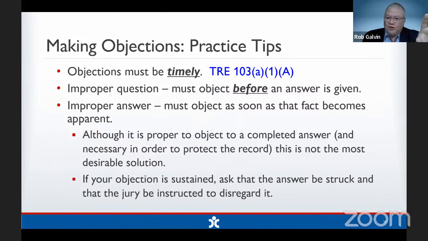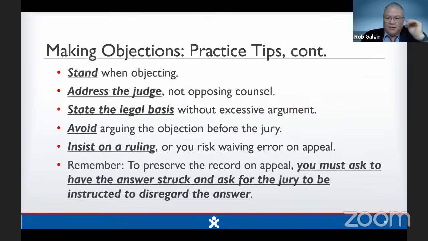Pretty straightforward stuff. Stand when you're making the objection unless the judge gives you permission not to. I tried a case recently where the judge said don't stand throughout the entire trial. Address the judge, state the legal basis, avoid arguing the objection in front of a jury. So if you need to ask to approach, insist on a ruling. If the judge doesn't rule, then there is no ruling on the objection and there's no error preserved. And remember, the last one is to preserve the record for appeal: have the answer struck, and have the jury instructed to disregard the answer. That applies if the objection is to the answer, because with some objections, it's not the question that is objectionable, it's the answer that's objectionable. So next slide.